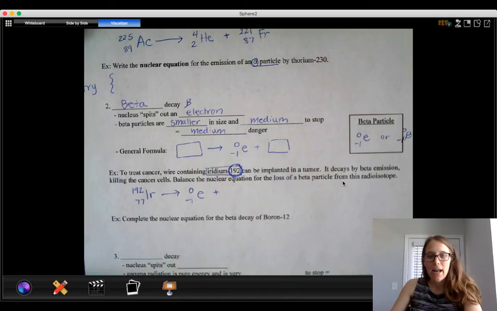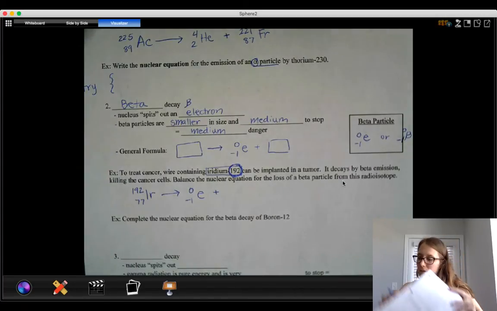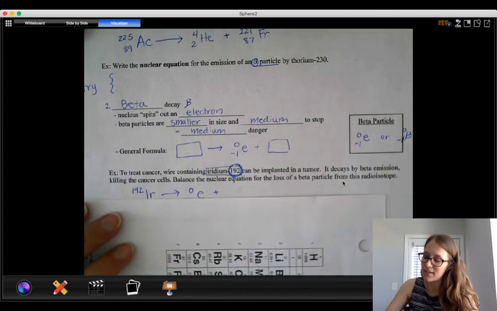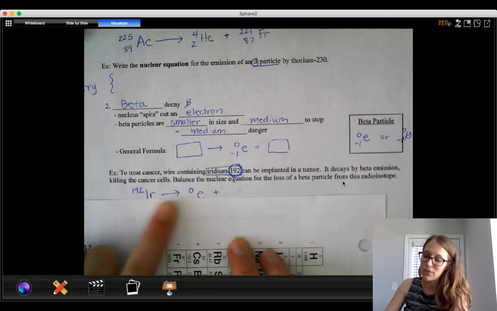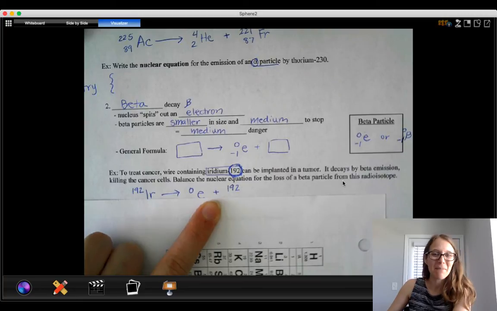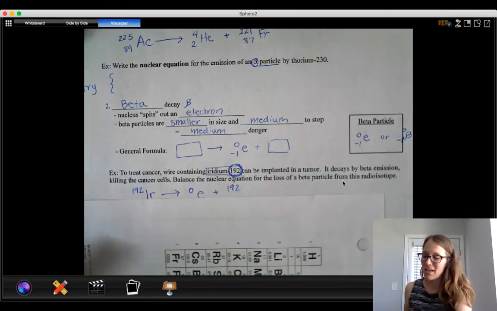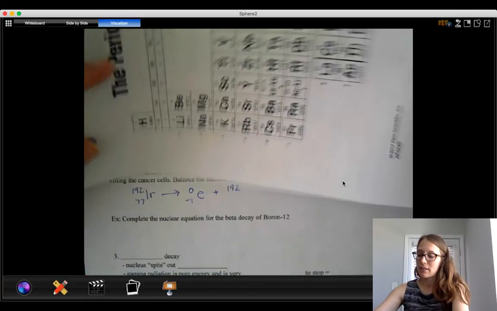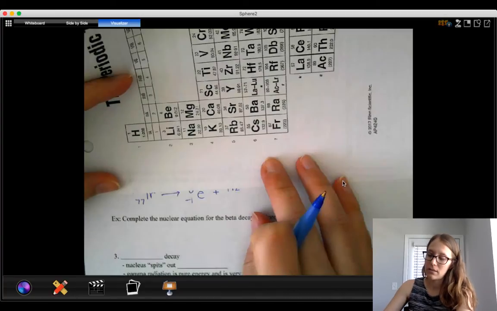And then from here, again, I have to do my addition and subtraction. The top part's going to be pretty easy because there's a 0. 192 equals 0 plus 192, right? Any number plus 0 is the same thing. On the bottom, however, the math is a little bit trickier this time.